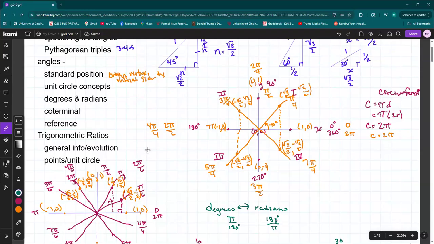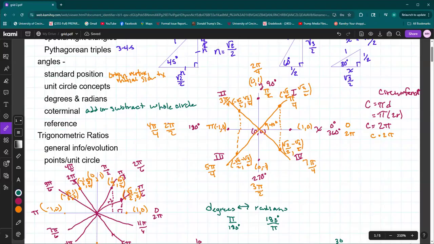Coterminal versus reference. Coterminal means they have the same ending point. So coterminal is going to be add or subtract a whole circle. So if you're starting in degrees, you're going to add or subtract 360 degrees. If you're in radians, you're going to add or subtract 2 pi. You think of it as a spinner for a game. You could go positive or negative directions. And you're going to be going however many times around, but it's where it ends.